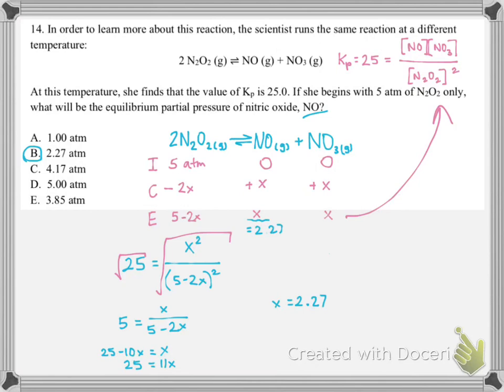Okay, so these past two problems have been different ways you can use an ice table, and both ways are great. Just helps us organize what's going on, and we can use it to either figure out what our Kp is going to be, or use a Kp to figure out what our equilibrium pressures are going to be.